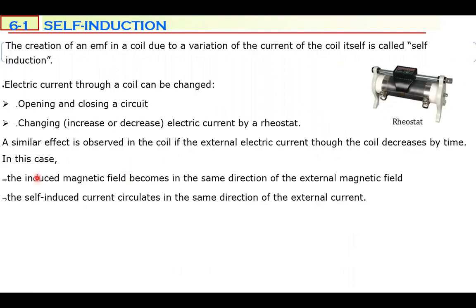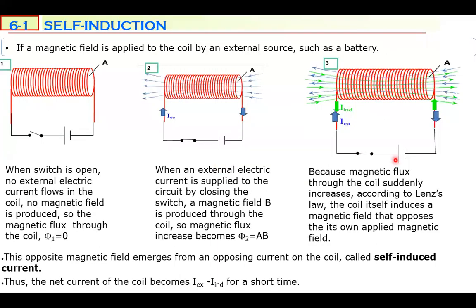A similar effect is observed in the coil if the electric current through the coil decreases with time. What does this mean? You can make the circuit off. You can open the circuit, you can open the switch. It is closed right now. When it is closed, the magnetic field is to the left, for example, the blue line. As soon as you turn it off, this time a magnetic field in the same direction will be produced on this coil, because the blue magnetic field will decrease when it is opened. So the induced magnetic field will support it by being in the same direction.